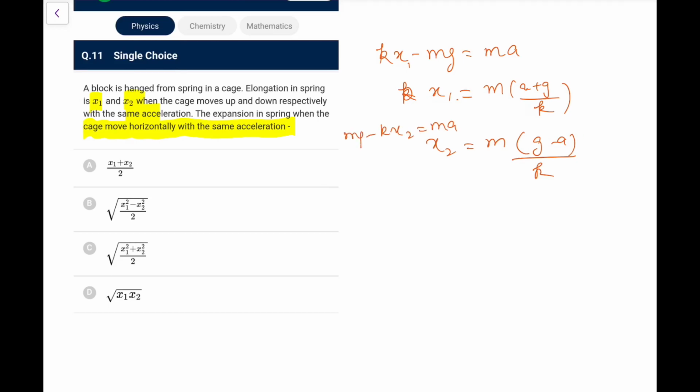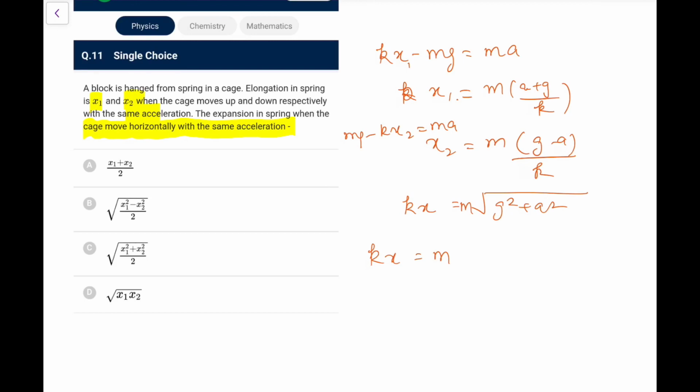So this x2 comes out as (mg minus ma)/k. This is x1 and x2. Now when it goes horizontally, then you can directly say kx would be the resultant of that, because ma and mg are perpendicular to each other, so that would be the square root of (mg) square plus (ma) square for sure. So kx would be m times the square root of g square plus a square.